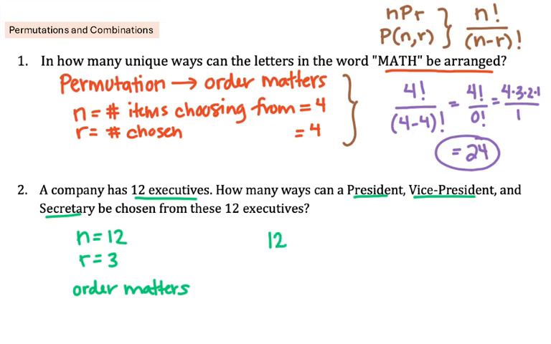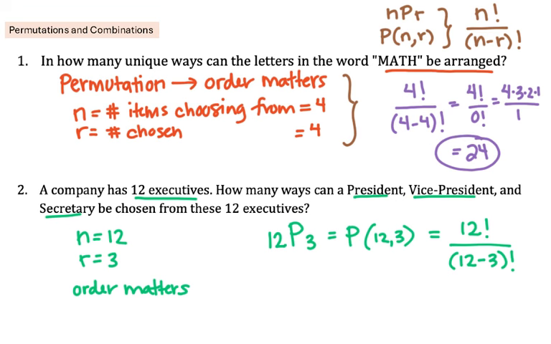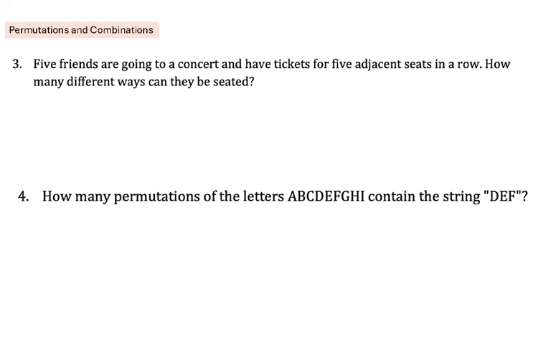So it's going to be 12 permute 3. Another way to write it is the permutation 12, 3. Either way, it's the same formula, 12 factorial over 12 minus 3 factorial. And in the end, when we calculate it all, there are 1,320 different ways to choose president, vice president, and secretary. Okay, let's look at this next one.